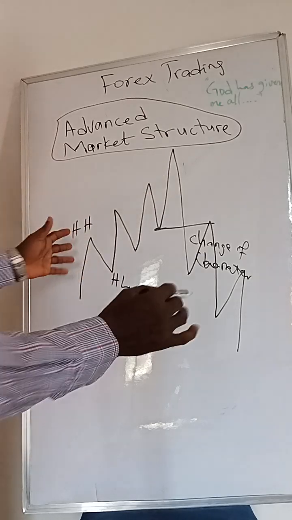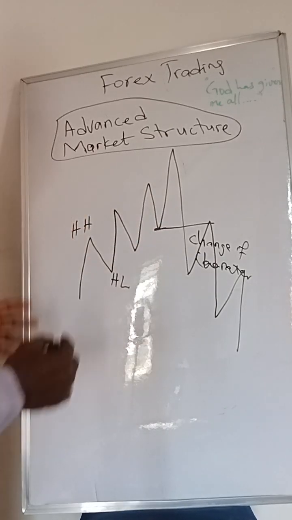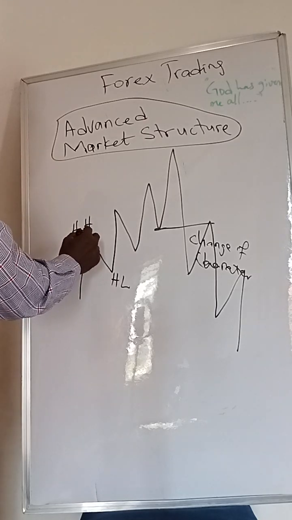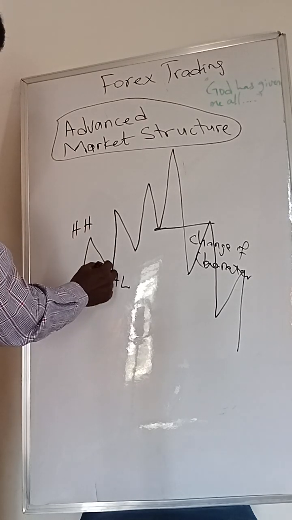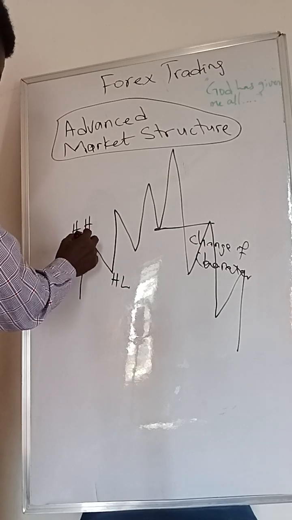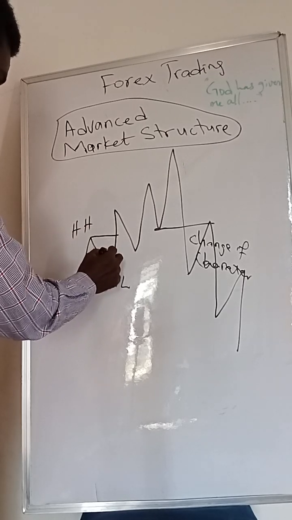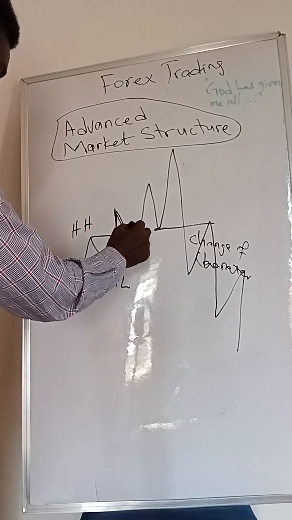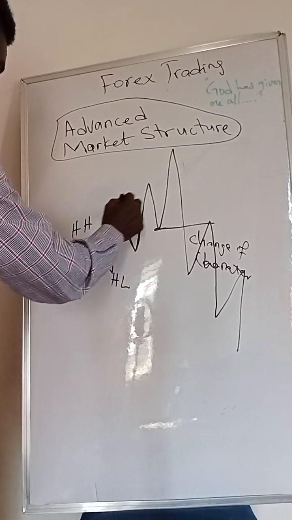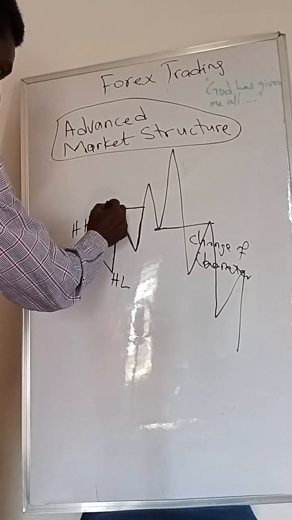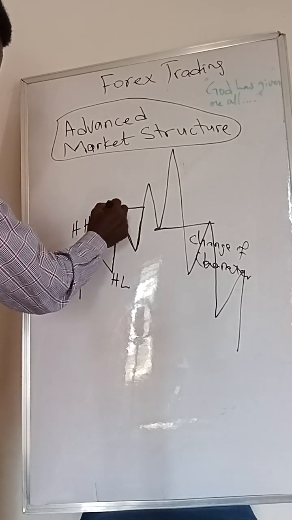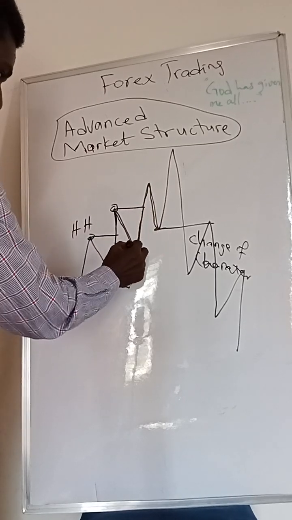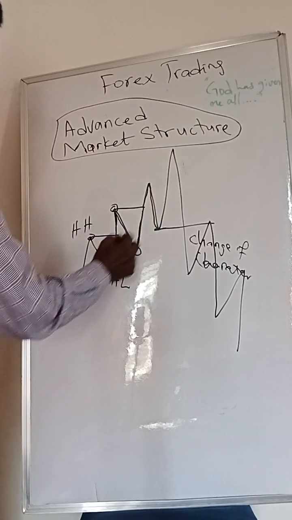So this is a simple form of market structure, which means when the market is trending on buy, it creates a higher high, higher low. Then when it goes up, it breaks the previous higher high to create a new higher high. Then it comes down and breaks the last higher high to create a new higher high. Then it comes down while it continues to preserve the higher low.